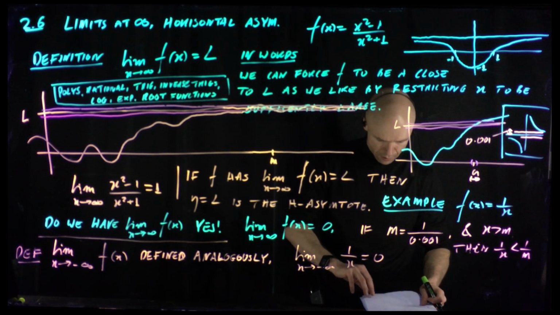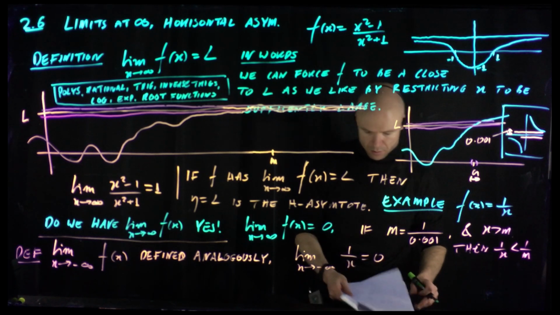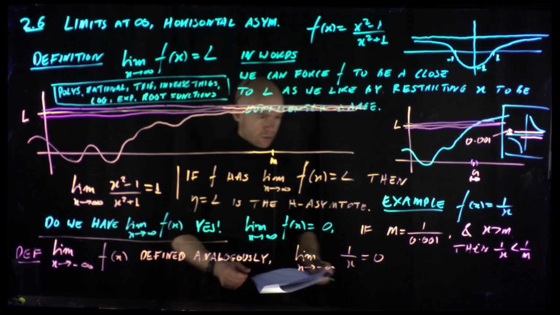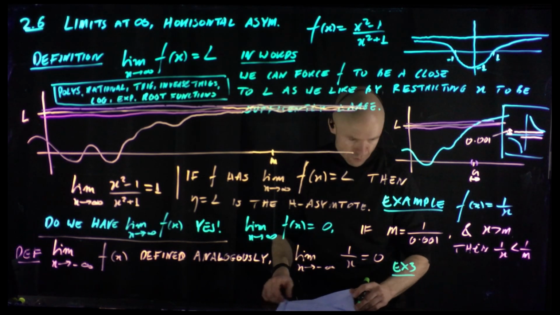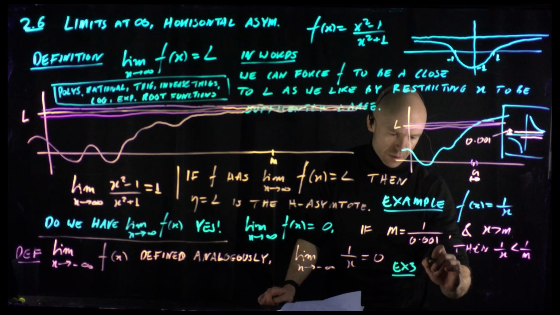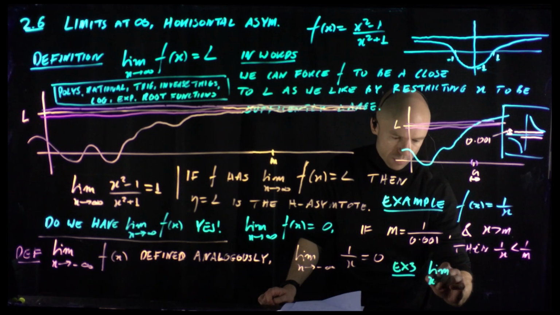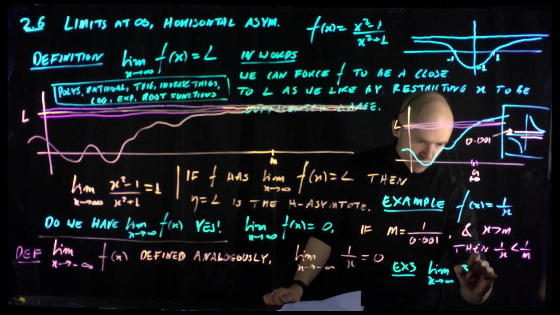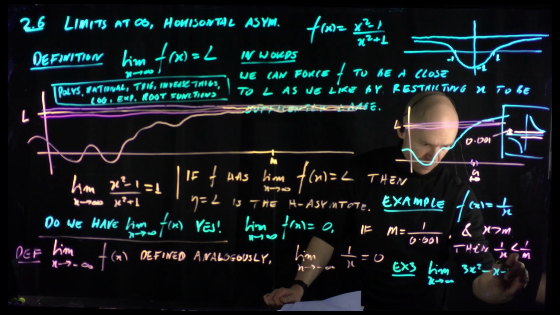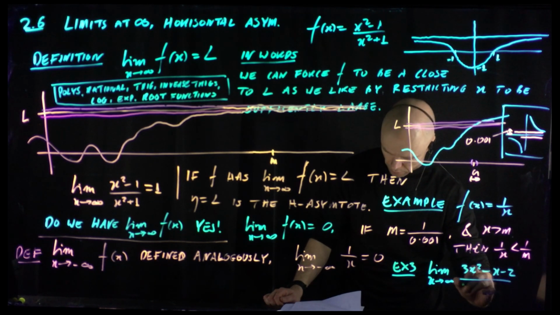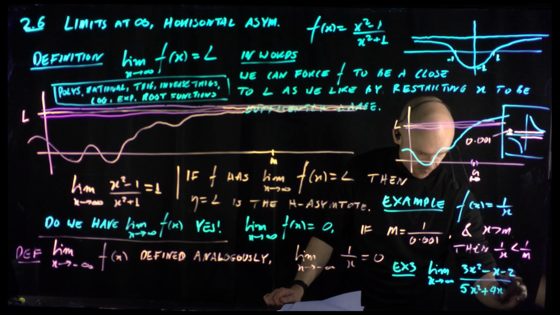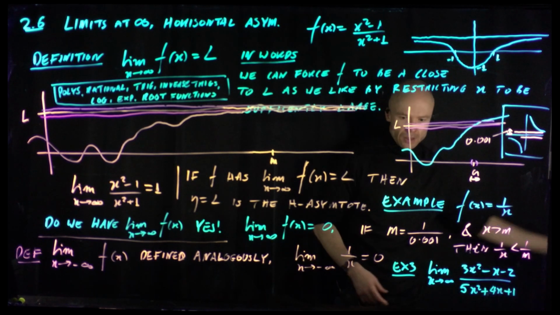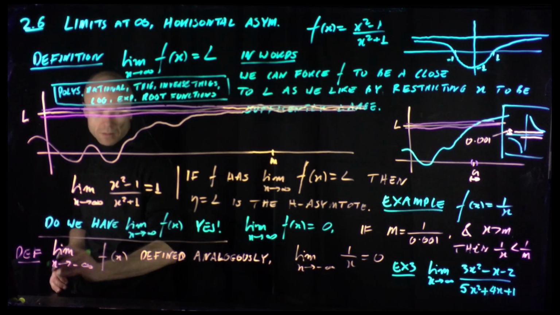Let's take some more tricky examples, or slightly more tricky examples. Let's look at this guy. So this is example 3. The limit as x goes to infinity of 3x squared minus x minus 2 over 5x squared plus 4x plus 1. Okay, how should we try and figure this out?